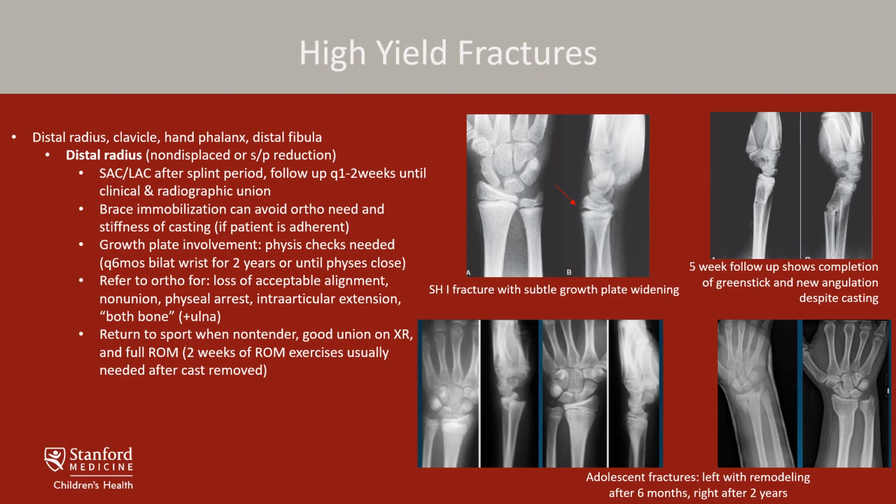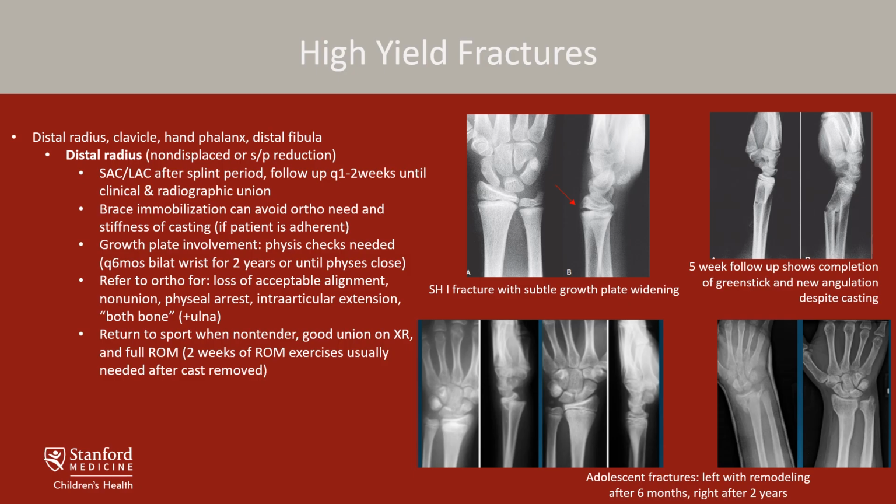We want to make sure that the affected physis is not prematurely arresting. On these pictures, you can see an example of a subtle growth plate fracture on the top left, and you just see that subtle asymmetric widening on the lateral view there. You might refer patients with Salter-Harris 3, 4, or 5 to orthopedics for monitoring.